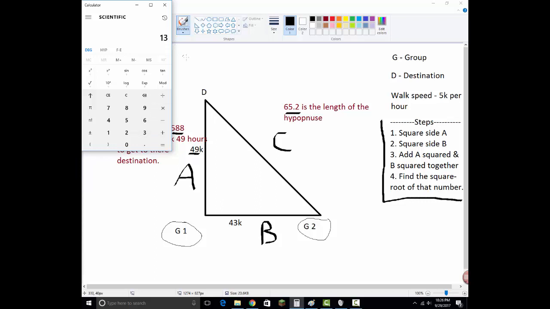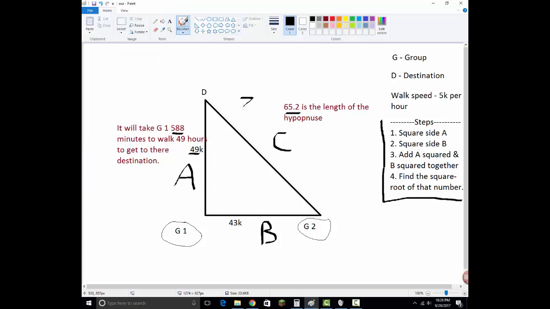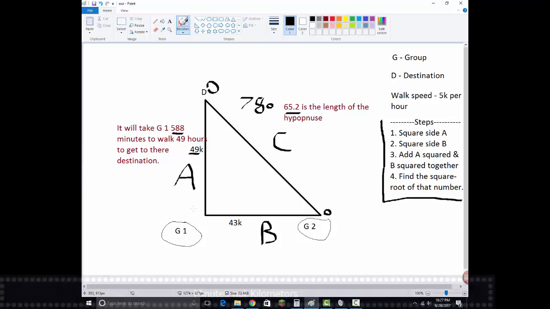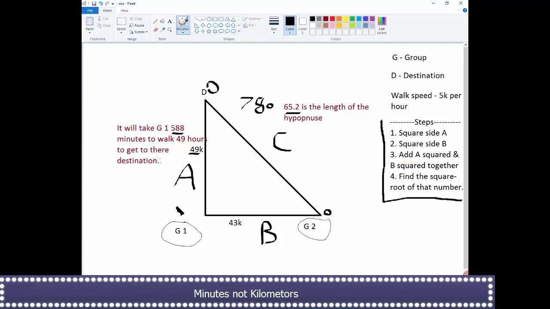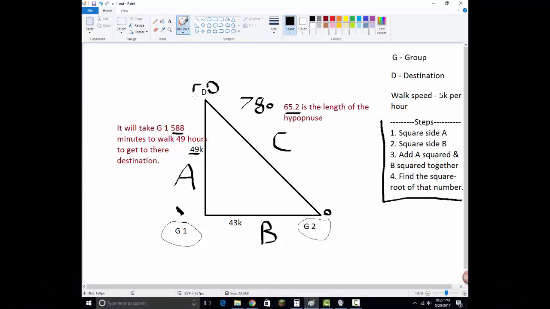Now, because there's no decimals to worry about, it'll be really simple, this number. Just get 13 and times that by 60, because there's 60 minutes in an hour, and you get 780. So it would take 780 minutes if you walked at 5 kilometers an hour for group 2 to get to their destination, and it would take 588 minutes for group 1 to get to their destination.